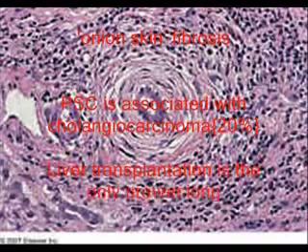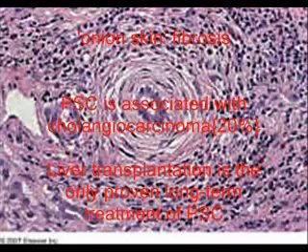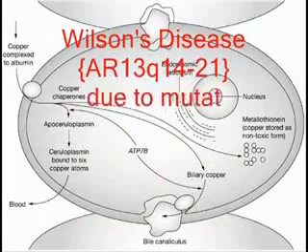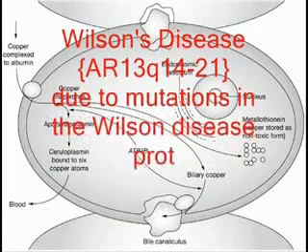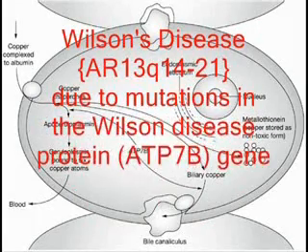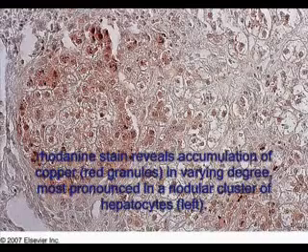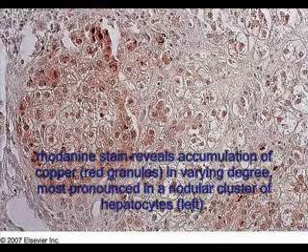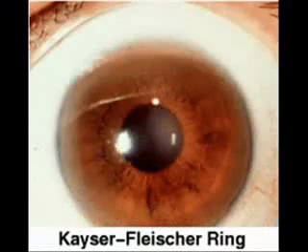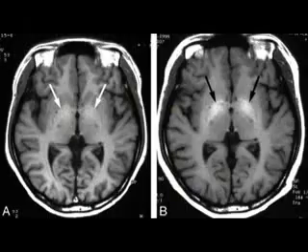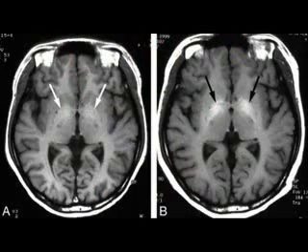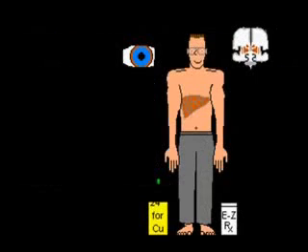And on pathology, the onion skin fibrosis is also characteristic for primary sclerosing cholangitis. Other entity of disease, the metabolic Wilson disease, autosomal recessive, due to mutation in Wilson disease protein or ATP7B gene. The characteristic Kaiser-Fleischer ring, and maybe we can find the hyperdensity on the basal ganglia also in Wilson disease.